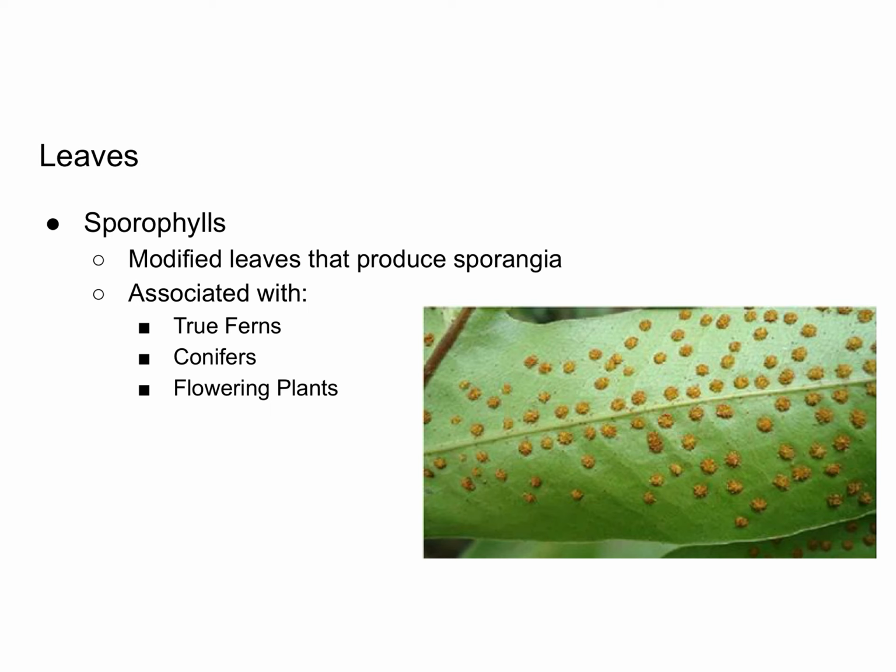Some leaves are also sporophylls, and a sporophyll is just a modified leaf that produces sporangia. And sporangia are just the structures that contain spores. And some examples of plants that have these sporophylls are true ferns, conifers, and flowering plants.